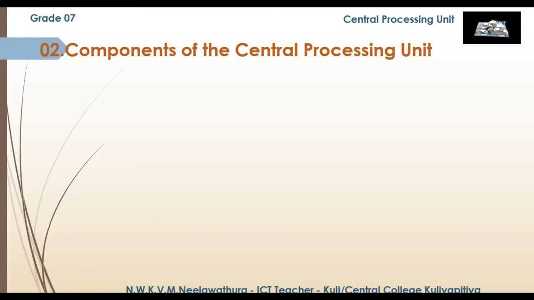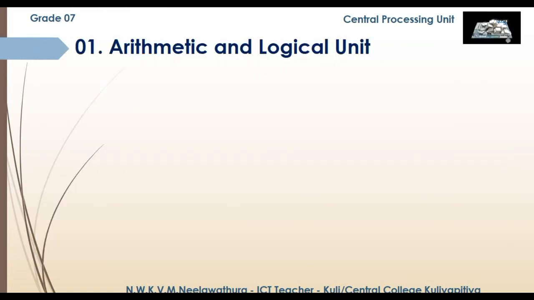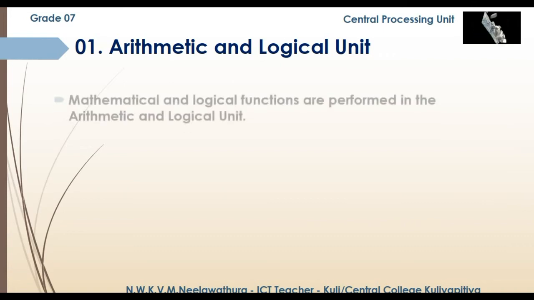Let's learn about components of the Central Processing Unit. The Central Processing Unit consists of three main components: ALU, CU and memory register. ALU means arithmetic and logical unit. CU means control unit. First one, arithmetic and logical unit.